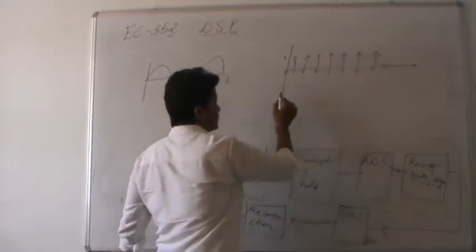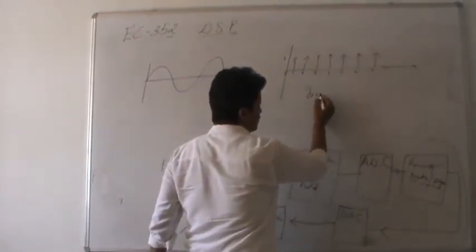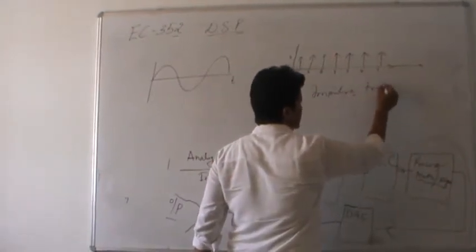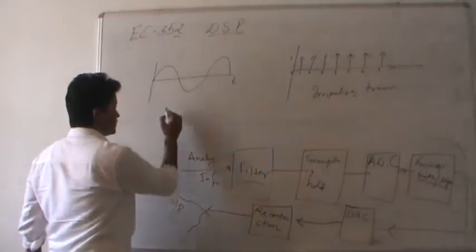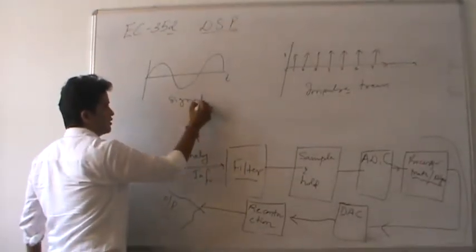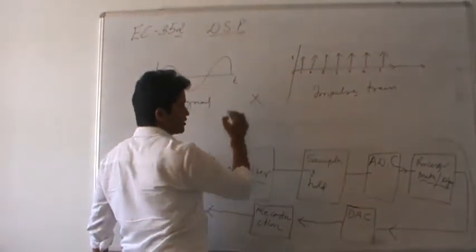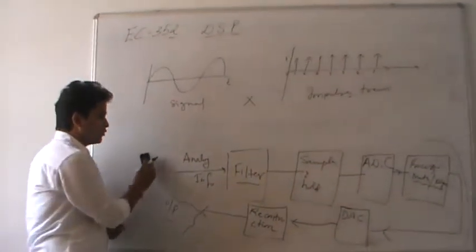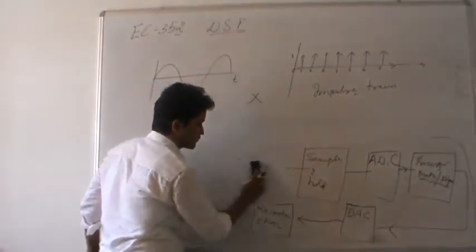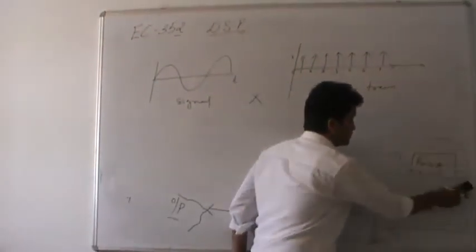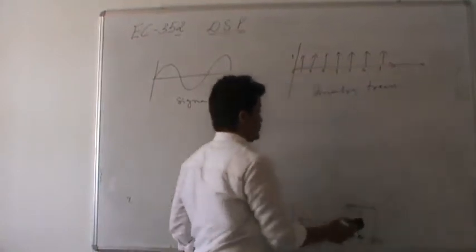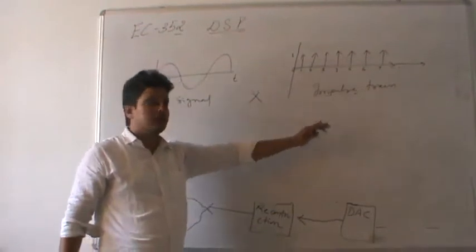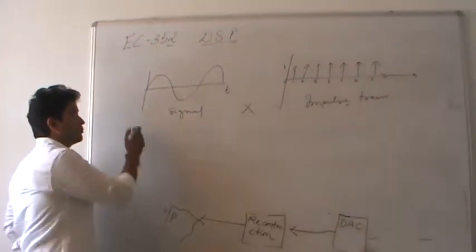Suppose this is our impulse train. As you know what an impulse is, I will call it an impulse train, and this is your signal. If you multiply these two signals, in simple layman language, what will you get? You will get a sampled version of the input information. This is your input information, and that is the impulse train. So when you multiply, what will happen?